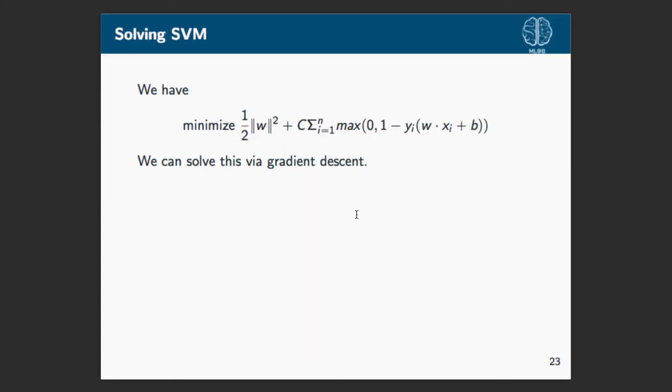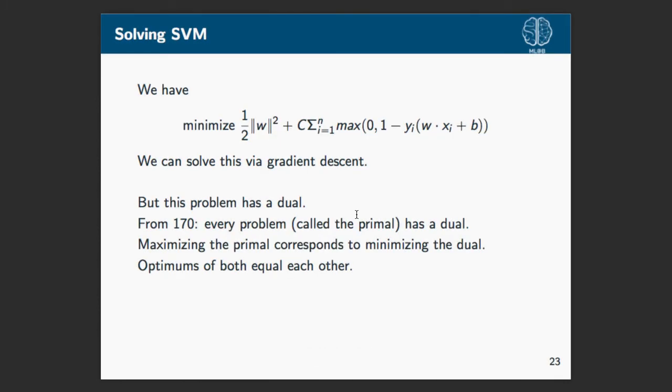But there's another way to look at this problem. This might be a little mathy, but this problem has something we can refer to as a dual. If you've taken CS70 or anything similar, you know that every problem, called a primal, has a dual. So maximizing the primal corresponds to minimizing the dual.